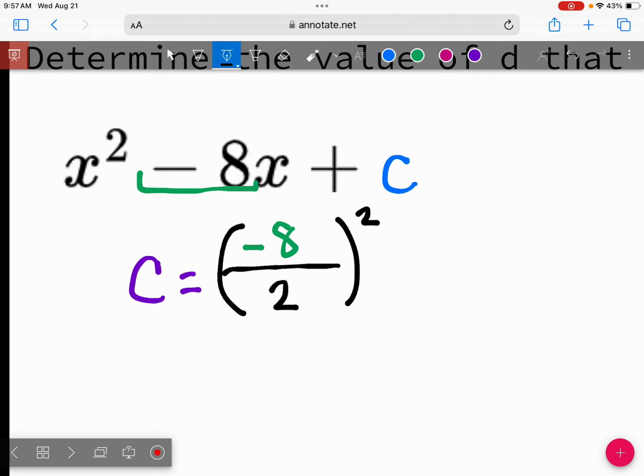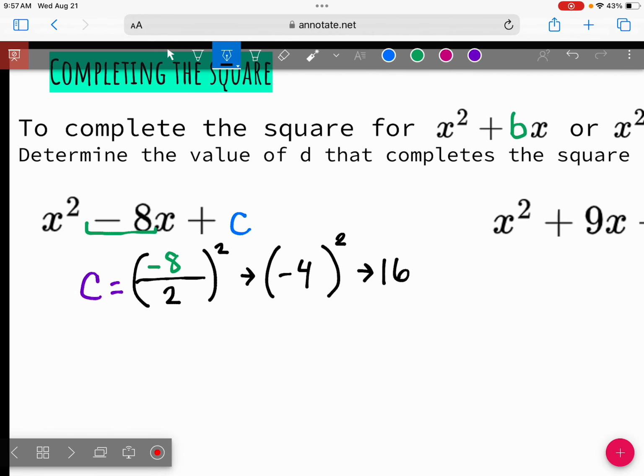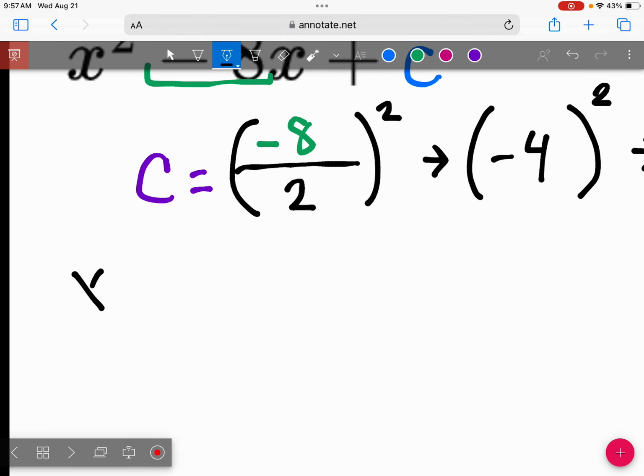So I'm going to simplify this in pieces. Okay, just checking. What is inside my parentheses going to simplify down to? -4. When I square -4, what do we get? 16. So if I rewrite this as x squared minus 8x plus 16, this is a perfect square.